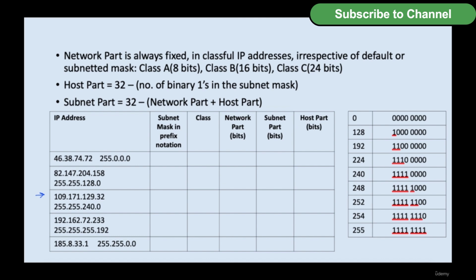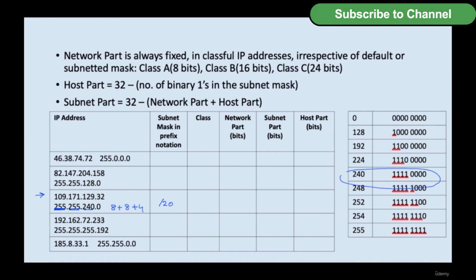Now third question, 109.171.129.32 and subnet mask is 255.255.240.0. Subnet mask in prefix notation will be this 255 will convert into 8 binary ones, this 255 will convert into 8 binary ones, this 240 will convert into 4 binary ones. How do I know? From this table we can verify this thing. Okay, 8 plus 8, 16 and 4 more, /20 is the subnet mask in prefix notation.